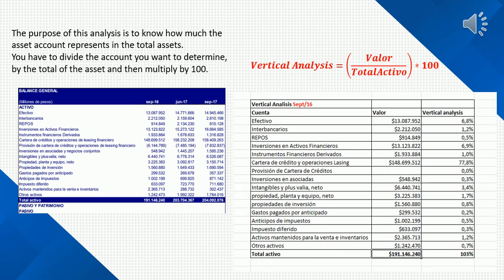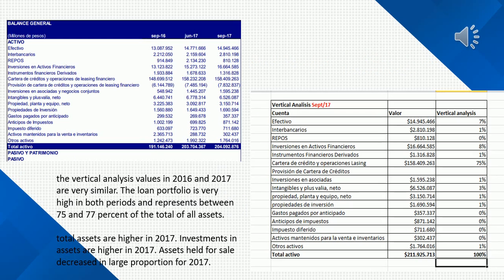The purpose of this analysis is to know how much each asset account represents in the total assets. You have to divide the account you want to determine by the total of the assets and then multiply by 100.